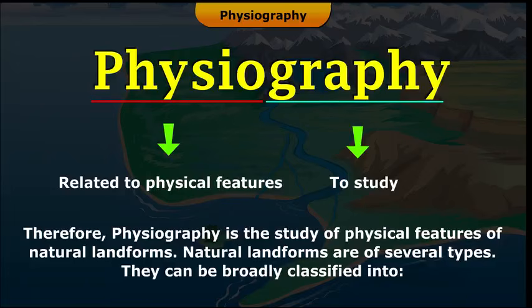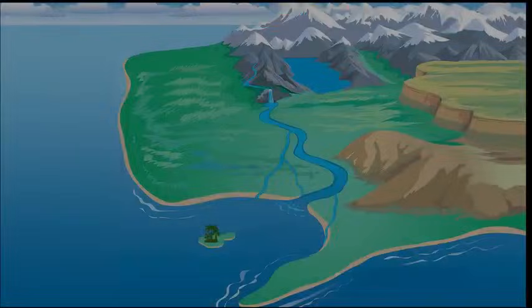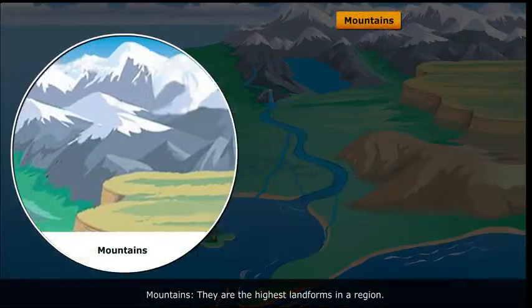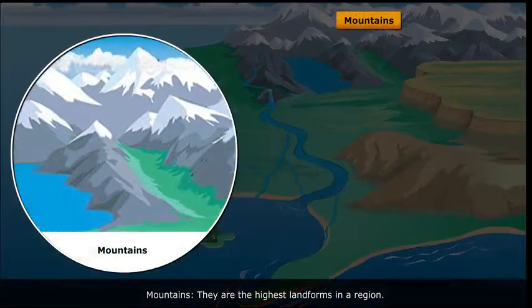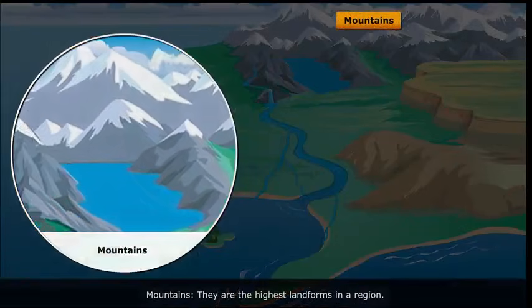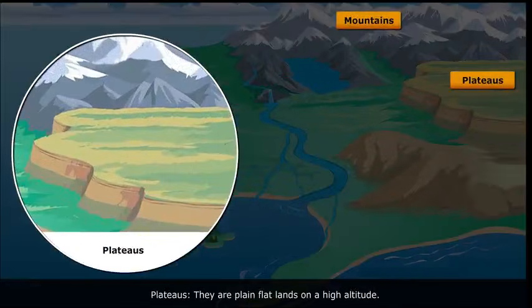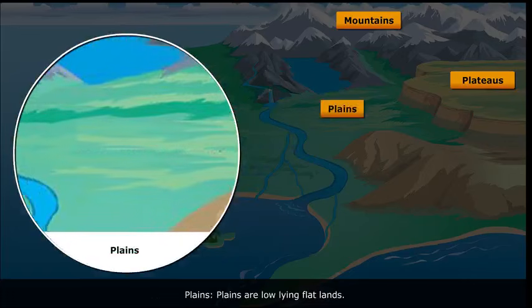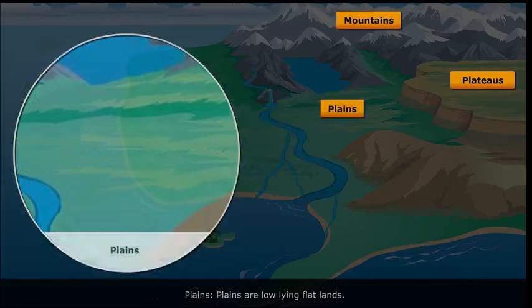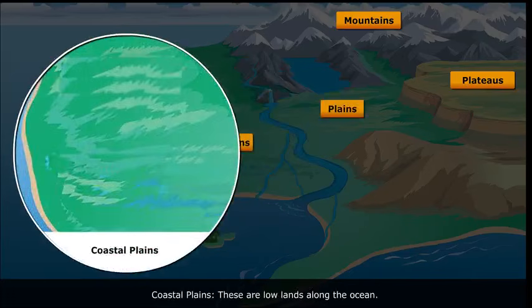They can be broadly classified into: 1. Mountains. They are the highest landforms in a region. 2. Plateaus. They are plain flat lands on a high altitude. 3. Plains. Plains are low-lying flat lands. 4. Coastal plains. These are lowlands along the ocean.